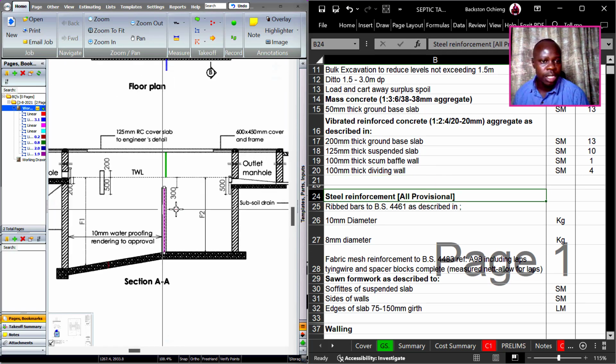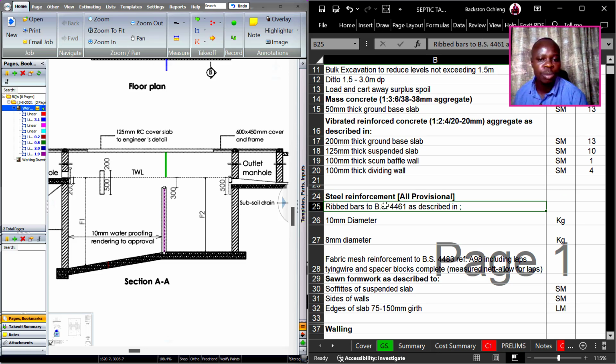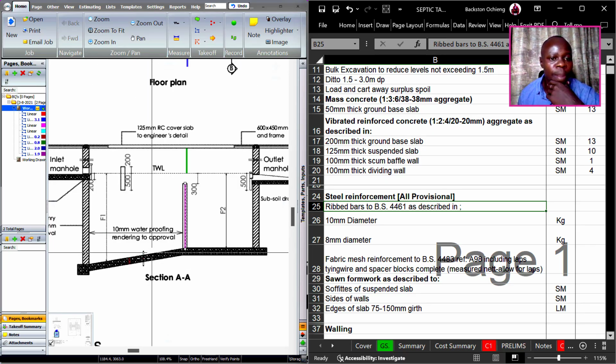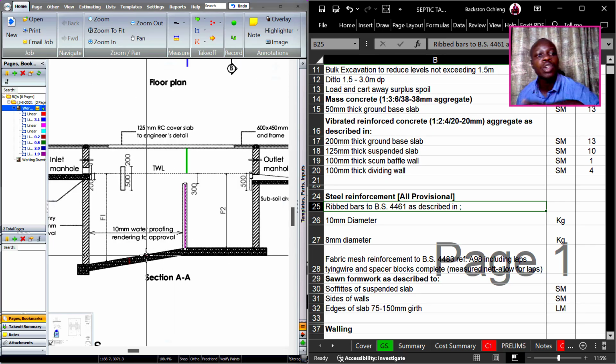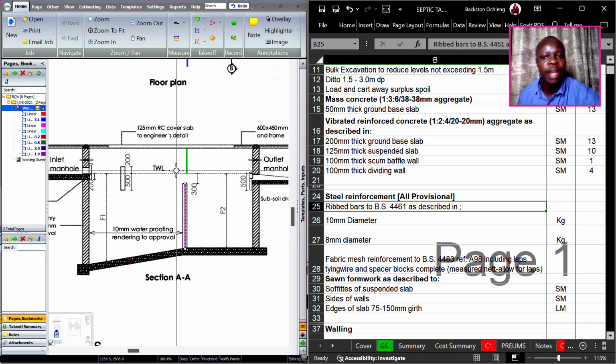Then quickly, straight away, we go to reinforcement bars for the septic tank. Normally, the reinforcement that we are going to consider here is for the base slab. And also, there is reinforcement that is supposed to be done for the top cover slab.